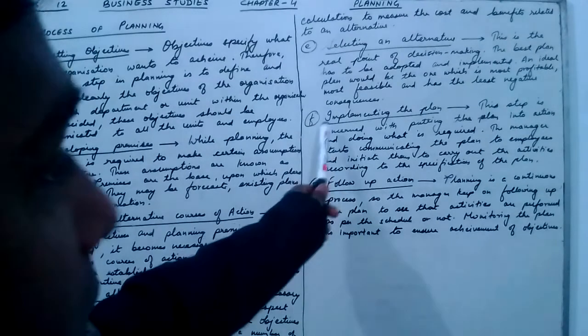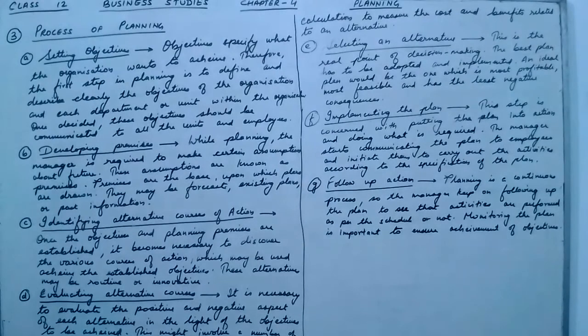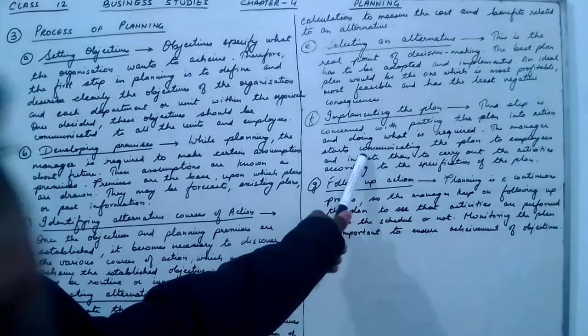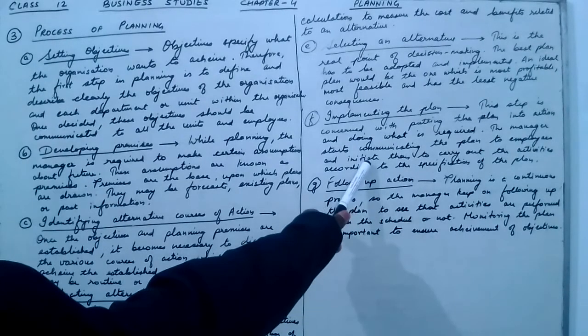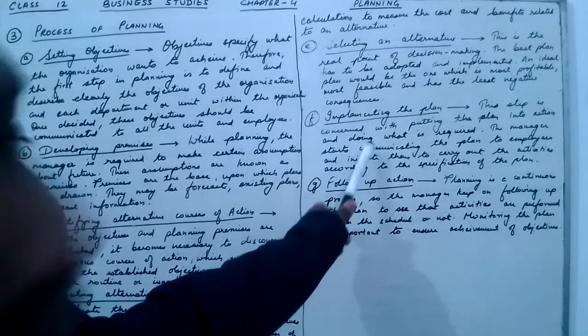Now the sixth step in the process of planning is implementing the plan. This step is concerned with putting the plan into action and doing what is required. The managers start communicating the plans to employees and initiate them to carry out the activities according to the specifications of plan. Now in this, the plan is implemented by the managers and it is said to do the activities according to the plan.